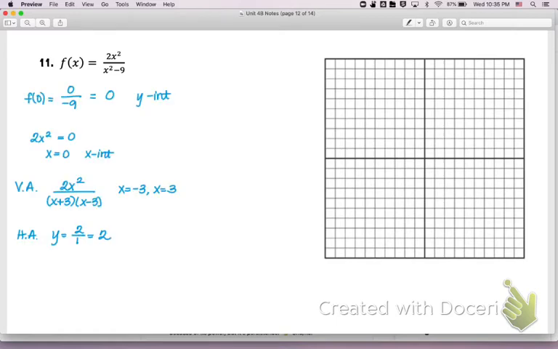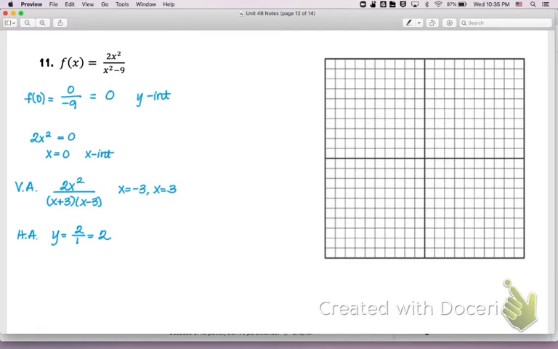All right, when I plug in 0, I get 0 over -9. Remember, 0 on the top is fine. 0 divided by anything is going to be 0. So that's our y-intercept. When I set the top equal to 0, we also get x equals 0 as our x-intercept. To find our vertical asymptotes, we need to factor the denominator, and nothing cancels out, so both of those are going to give us vertical asymptotes.